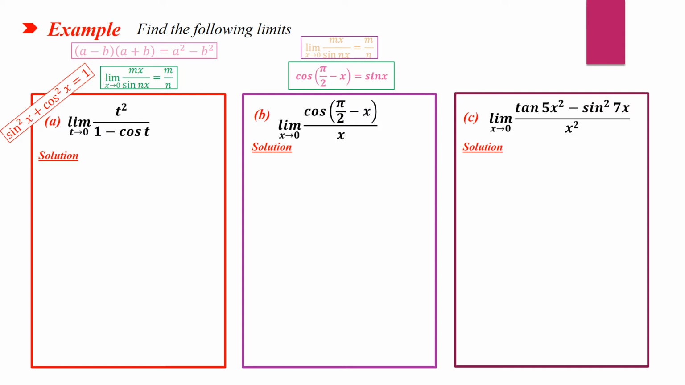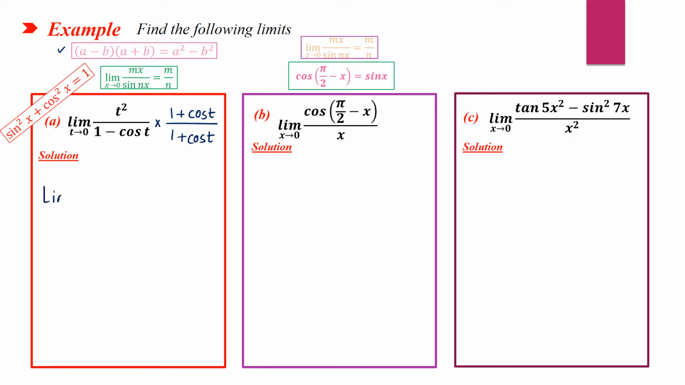Since we have 1 minus cosine t, you have to use the conjugate technique to find the solution. If you also have 1 minus sine of t, then you have to use the conjugate to solve this problem. So you have to multiply by the conjugate of 1 minus cosine t, which is 1 plus cosine t. And as you know, a minus b multiplied by a plus b equals a squared minus b squared.